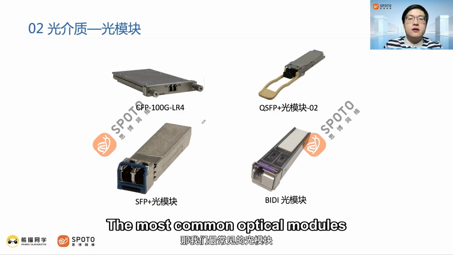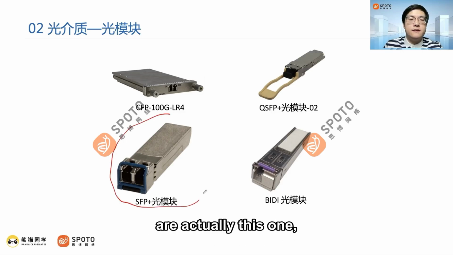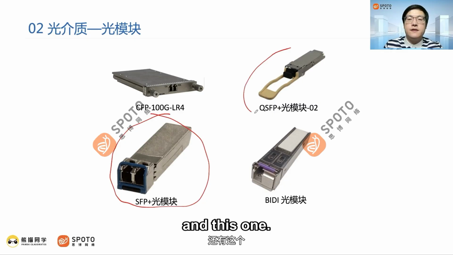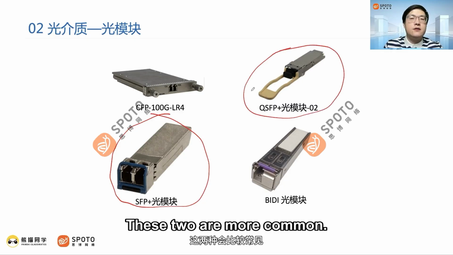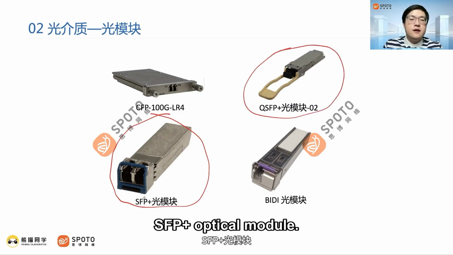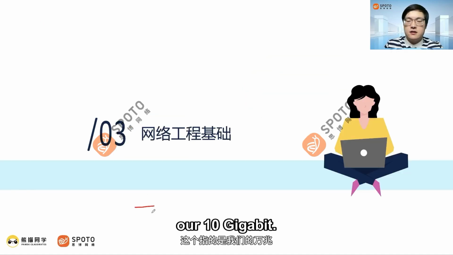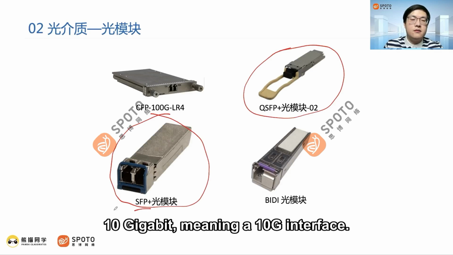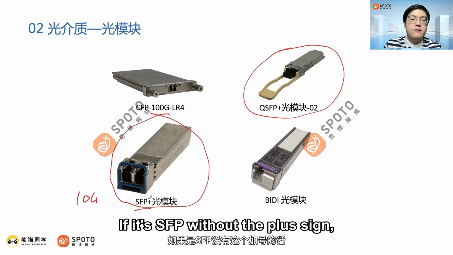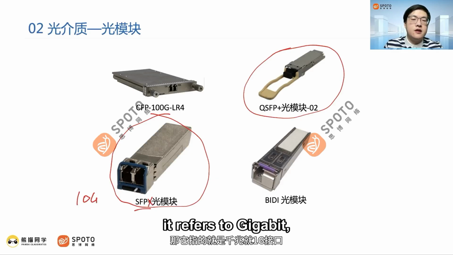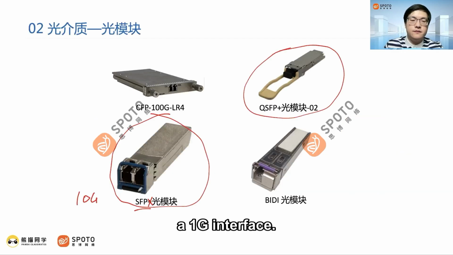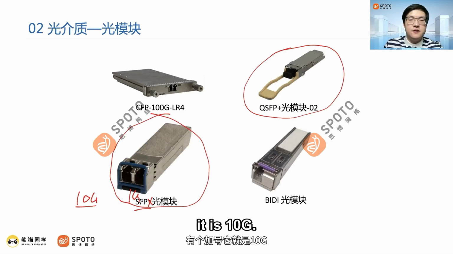The most common are actually this one and this one. These two are more common. SFP plus optical module. What does SFP refer to? It refers to our 10 gigabit, meaning a 10G interface. If it's SFP without the plus sign, it refers to a 1G interface. With a plus sign, it is 10G.